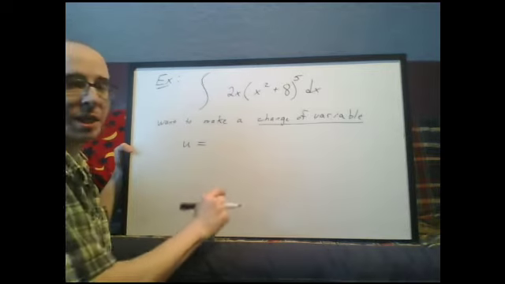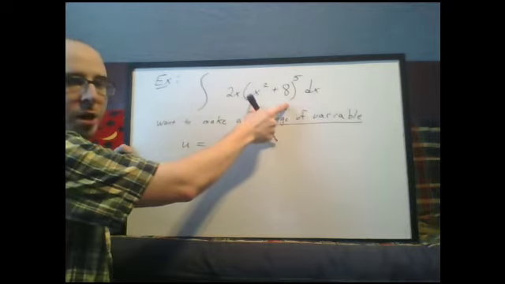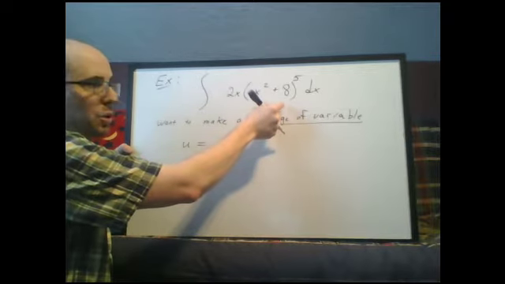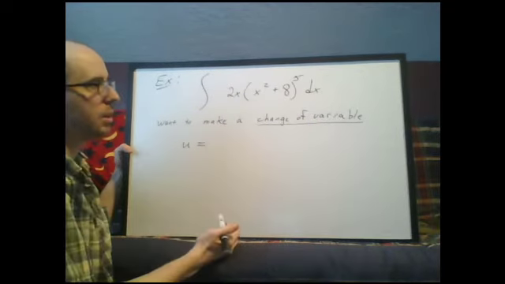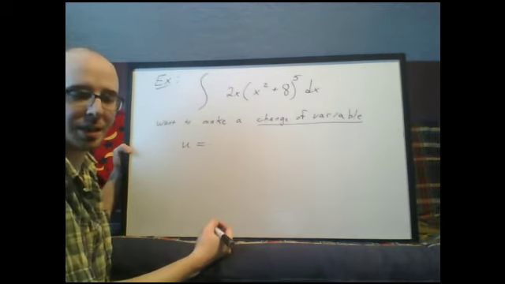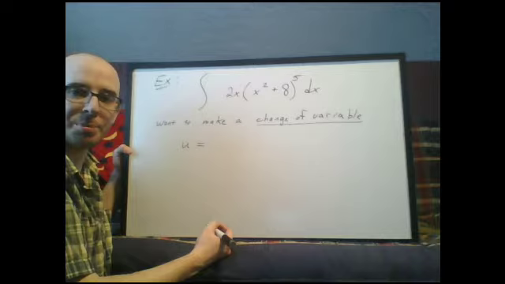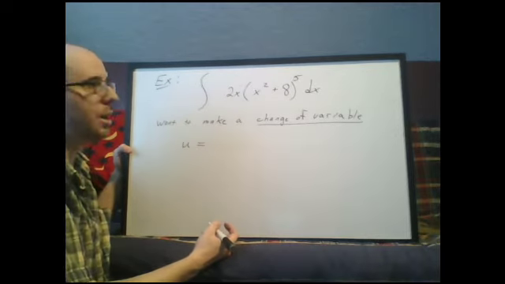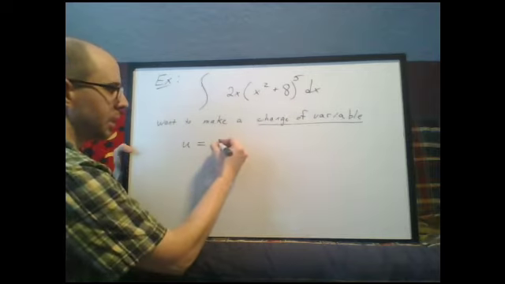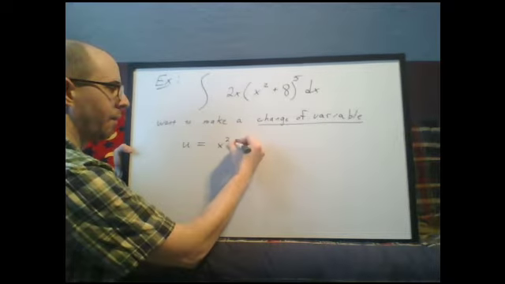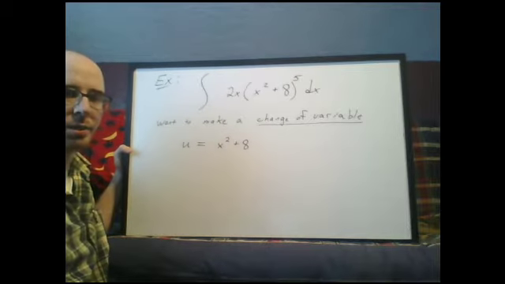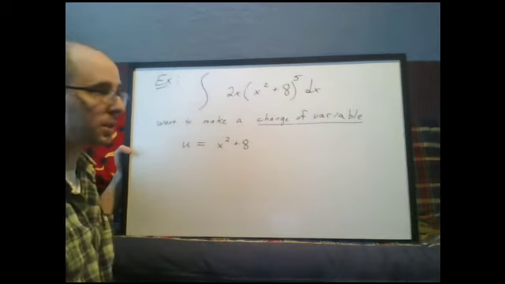So I would really like it if instead of x squared plus 8, I just had a single variable there. So like if I had u to the fifth. So my guess for the substitution, and sometimes it takes repeated guesses and just kind of experimenting to find the right substitution, but my guess would be u equals x squared plus 8. Okay, so I'm going to say u is equal to x squared plus 8.